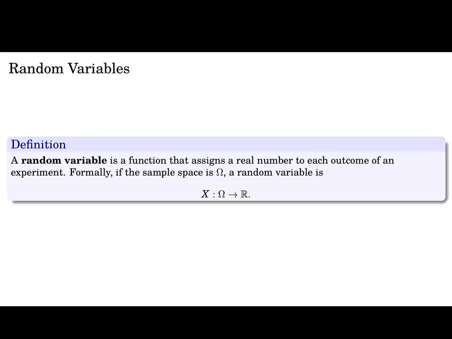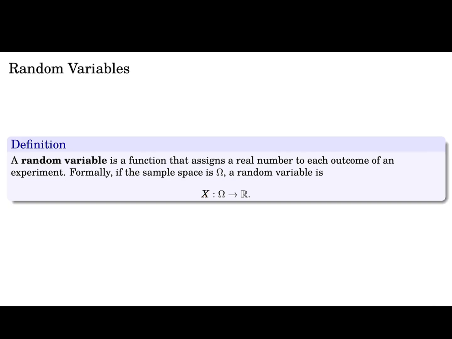The word random can be a little misleading here. The function X is not changing randomly. This is not a random thing. X is actually just a function. What is random is the outcome from the sample space, right? The function takes something from the sample space, and what is random is the outcome you end up with. Once the outcome is known, the value of X of that outcome is a number.